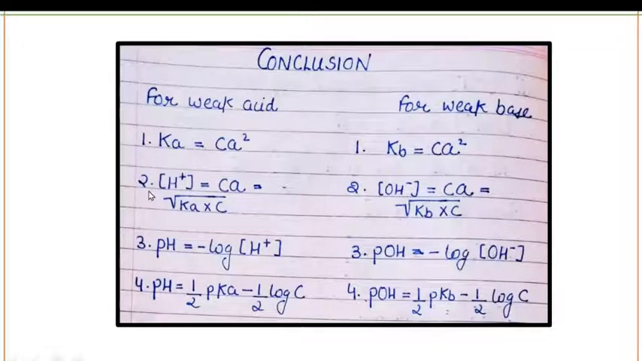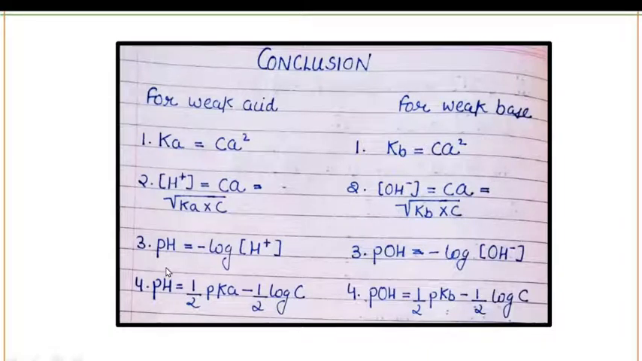If you want to calculate the H+ ion concentration in a weak acid, this will be equal to Cα, that is equal to √(Ka × C). And similarly, to calculate the OH- ion concentration, this will be equal to Cα, that is equal to √(Kb × C).